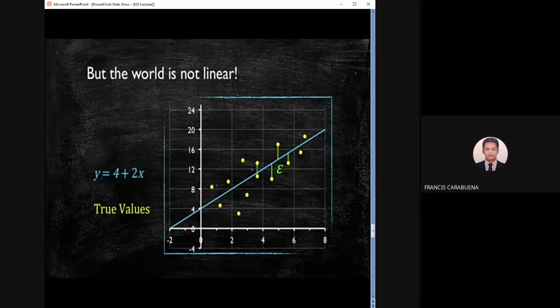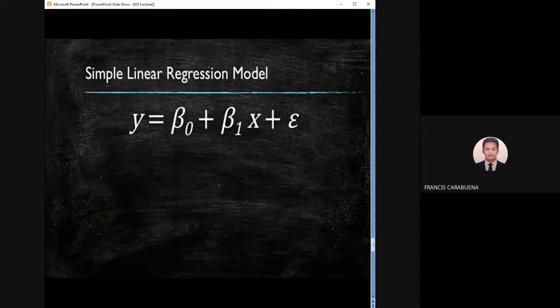But the important aspect we're going to take away from this is that our linear regression model must include this error. So this is how our linear regression model looks like. It is y equals beta 0 plus beta 1 times x plus the error term.